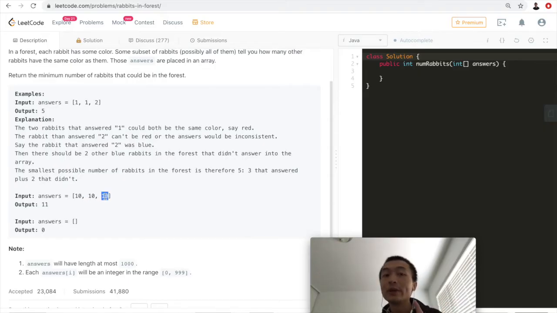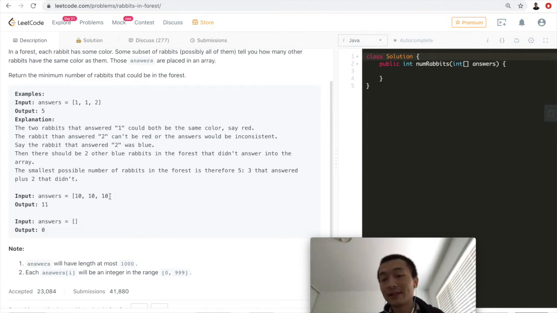And then we encounter the third rabbit. The third rabbit says, okay, I'm the third rabbit, and I know my color is of type 10. So this one balances off. It uses a second quota of this type of rabbit's extra peers, right? So that's why the minimum number of rabbits we can guarantee in the forest is 11.